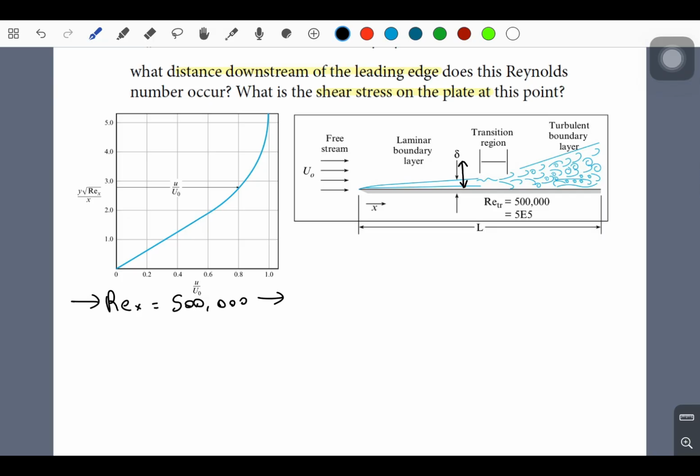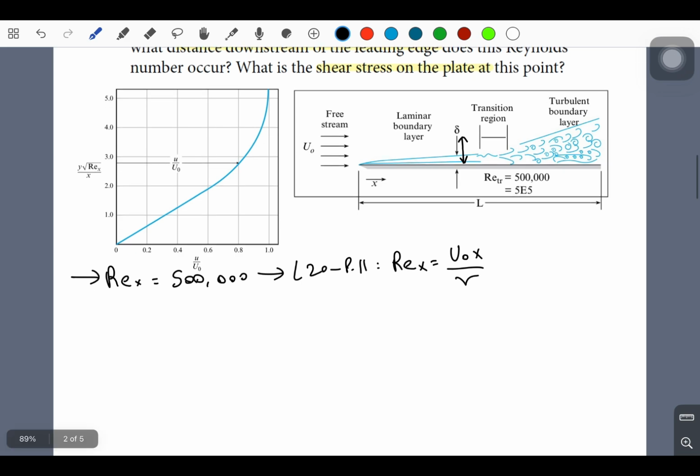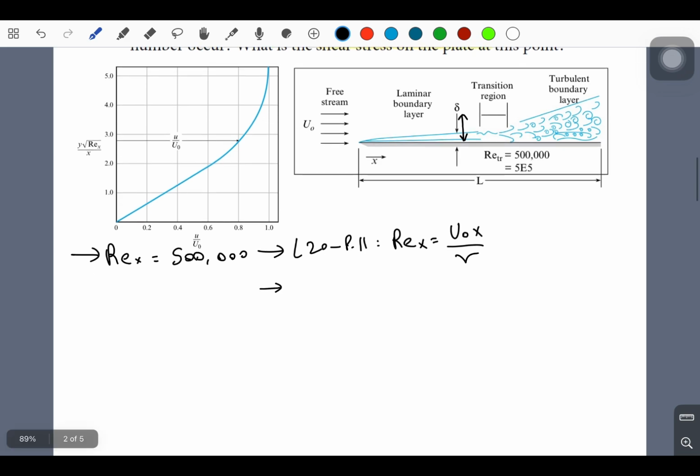And in laminar flow, you can actually get this from lecture 20, page 11. The Reynolds number is the velocity times x, where x is the distance from the left-hand side of the plate, or distance from the leading edge, divided by the kinematic viscosity. So 500,000 is equal to 17 feet per second times x divided by viscosity.